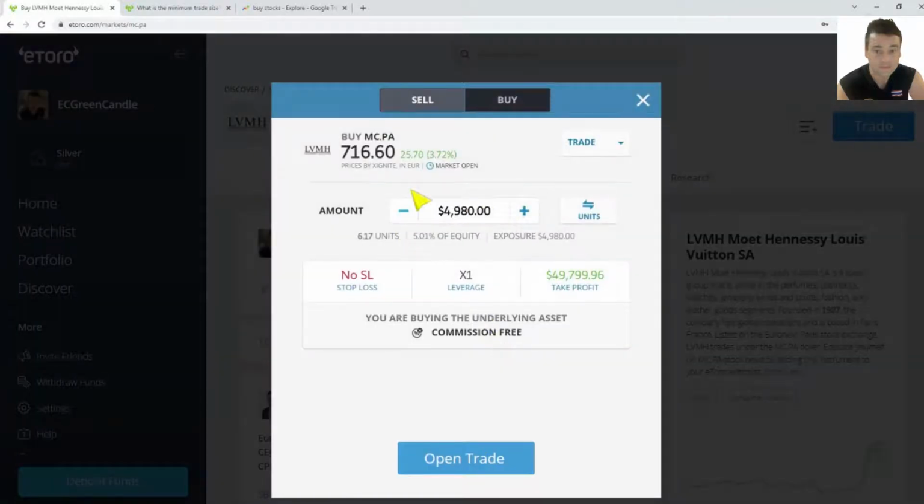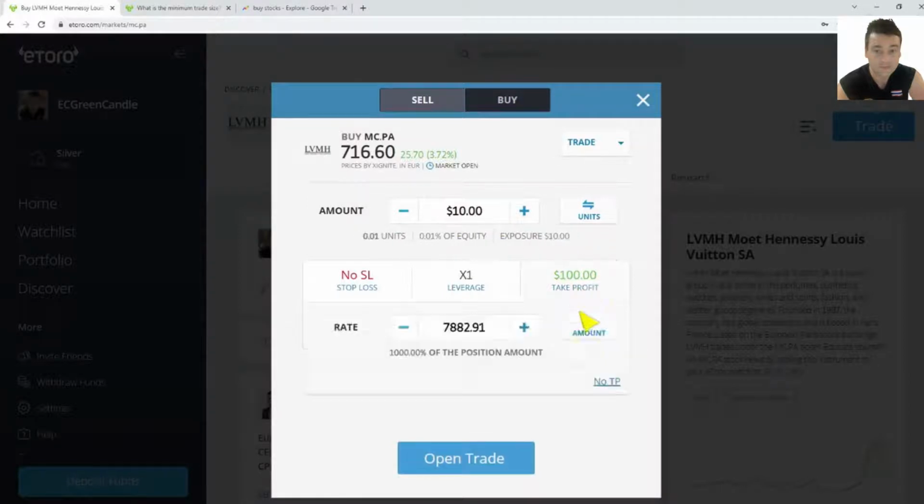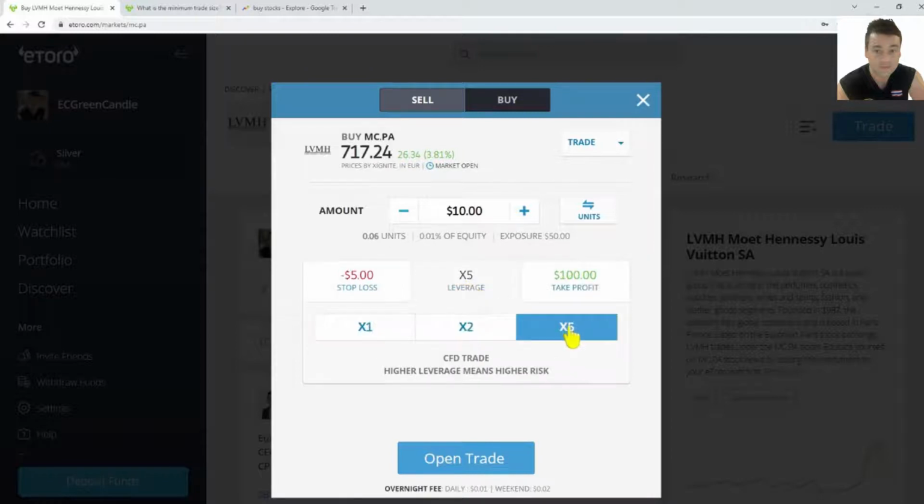But I'm going to do the minimum trade size. Okay, so I'm going to click on buy. I'm going to go $10. I'm not going to put in a take profit, and then I'm going to use leverage of 5. So I'm going to set up a buy position, $10. So if it drops to $5, it's going to drop 5 times quicker, and it's going to hit the stop loss.